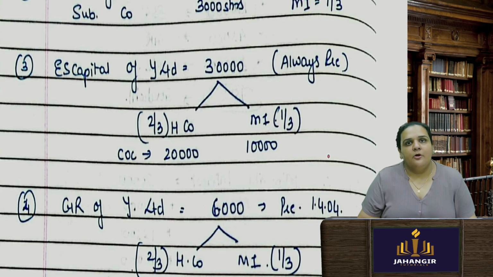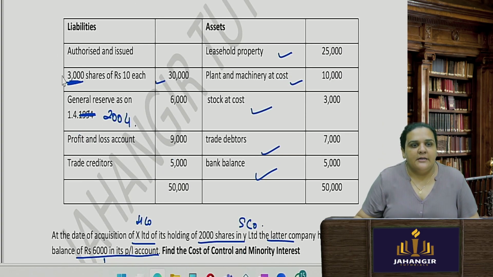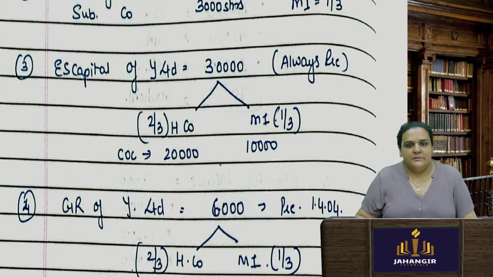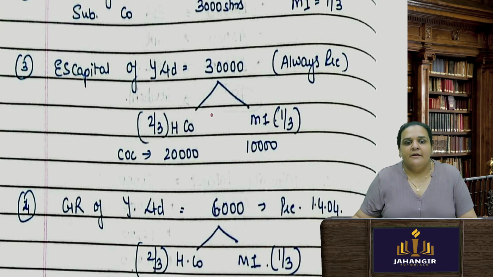I have to calculate cost of control. For cost of control, I need my cost of investment, which is already there, 25,000, minus the share in the net worth, net assets. What are net assets? Shareholder items. So which are the shareholder items which I have to treat? I will treat equity share capital, general reserve and P&L. Only these three. There is no preliminary expense, nothing. Okay, and for minority interest also I will treat the same shareholder items. Equity share capital total is 30,000 of Y. I will divide that between holding and minority. So holding company, cost of control 20,000.